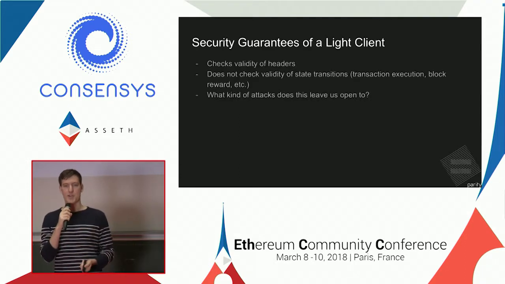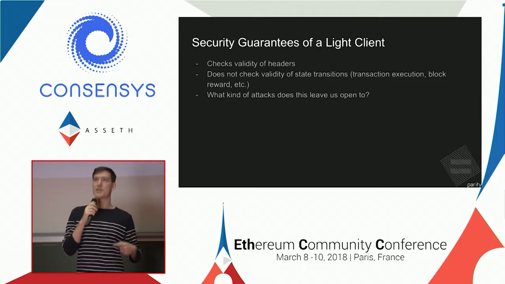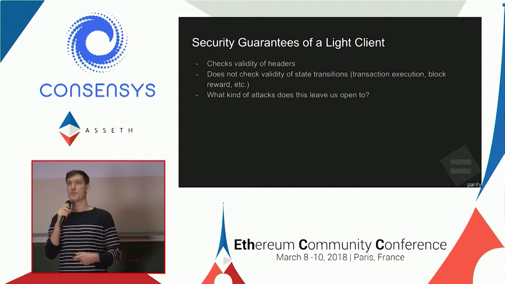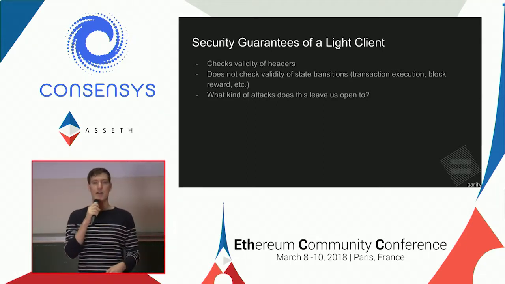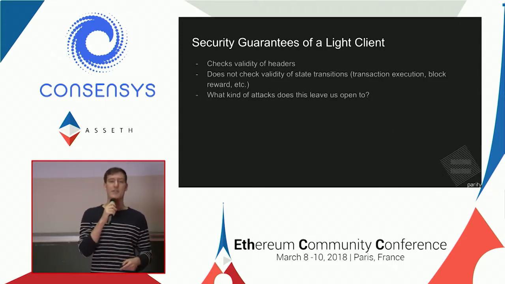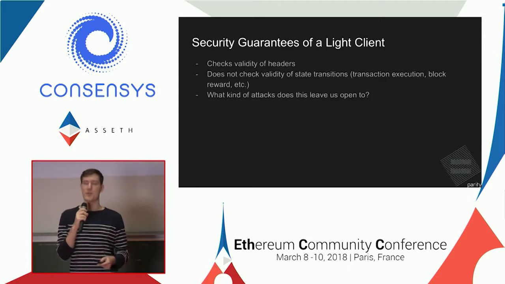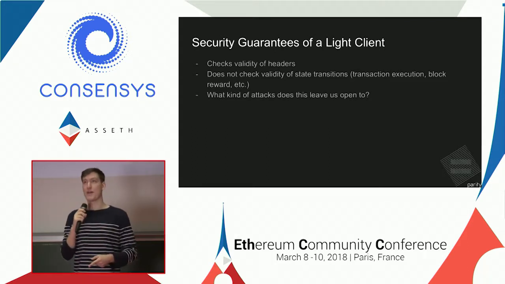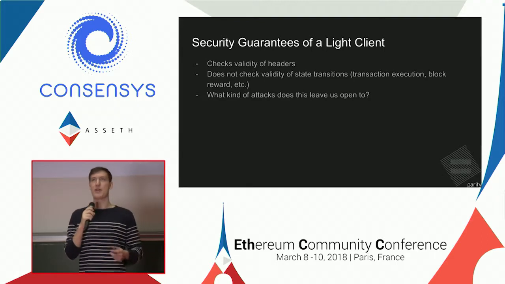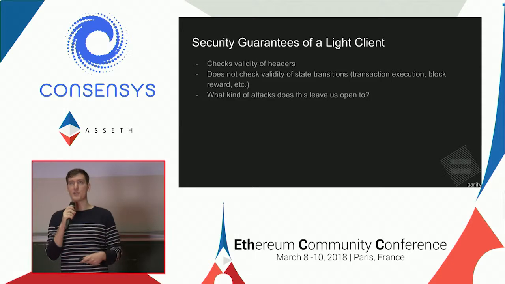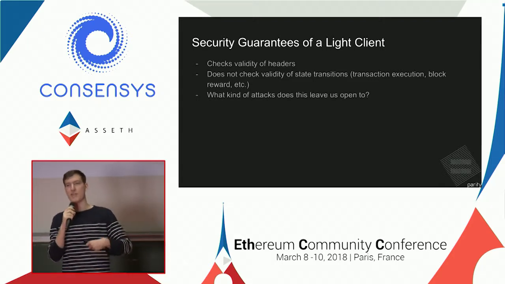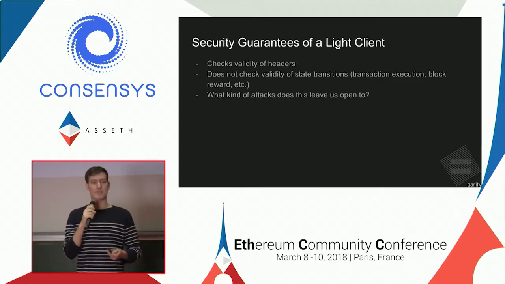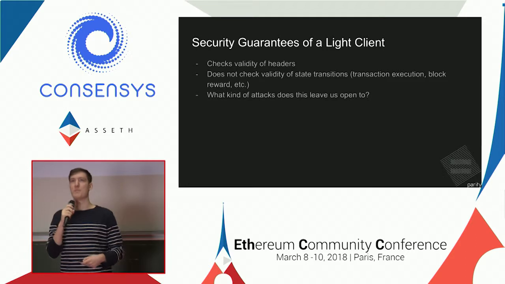So if we talk about the security guarantees of a light client, it checks the validity of headers, so it checks the proof of work, or perhaps once Ethereum moves to proof of stake, it would check a signature by some authority or validator. But it doesn't check the validity of state transitions, that transactions have been executed correctly, or that block rewards have been given out. So to think a bit what kind of attacks this leaves us open to, we have to think about the behaviors of other nodes on the system. So first of all, we have an honest majority assumption with the miners. So if you take this assumption that the majority of miners aren't going to be producing invalid blocks, then unless you have some other miner directly targeting you and sending you invalid blocks, you won't be able to see invalid blocks that have those invalid state transitions, which you wouldn't be able to detect as a light client.